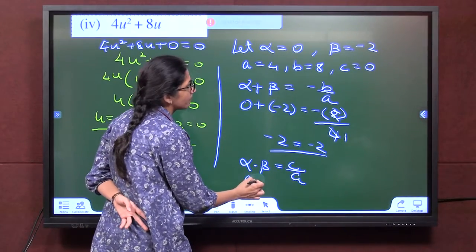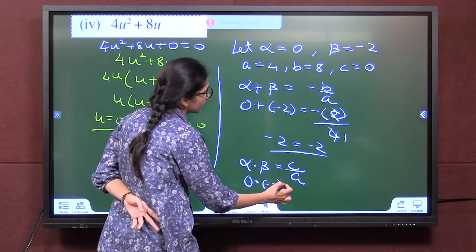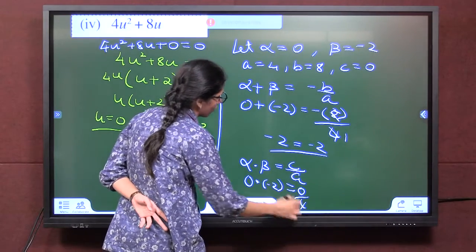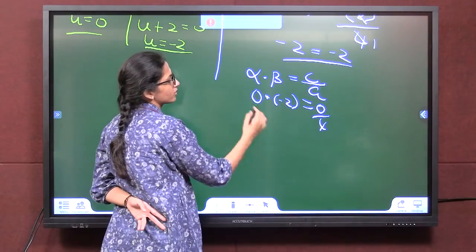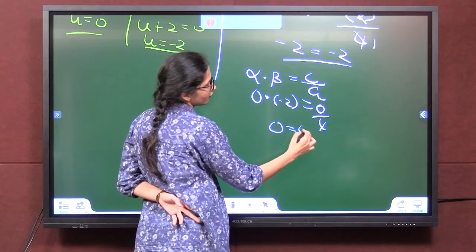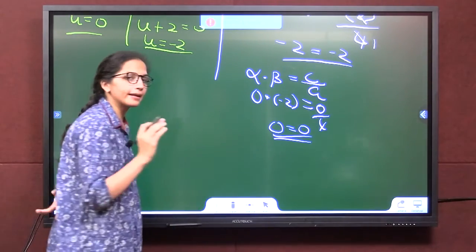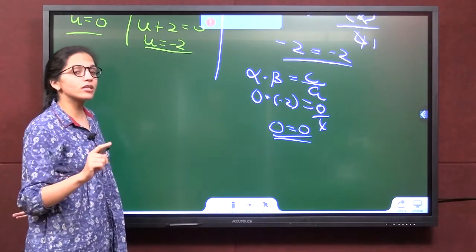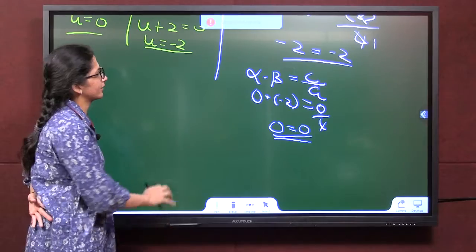Now going in for the next relationship, alpha into beta is equal to C by A. Alpha 0, beta minus 2, C 0, A 4. 0 into minus 2 is 0. 0 by 4 is 0. 0 by anything is 0. Anything by 0 is infinity or not defined.